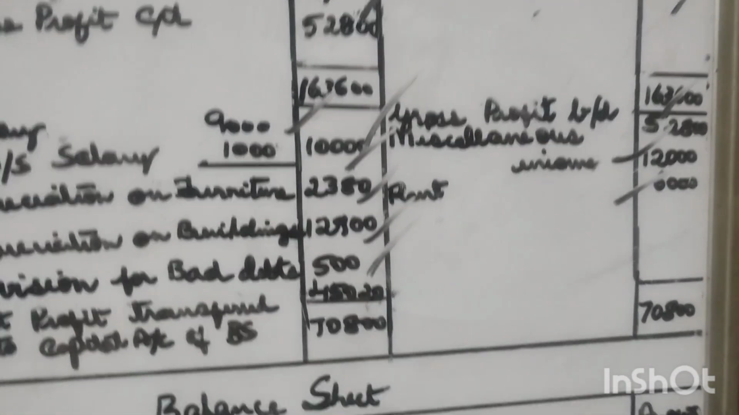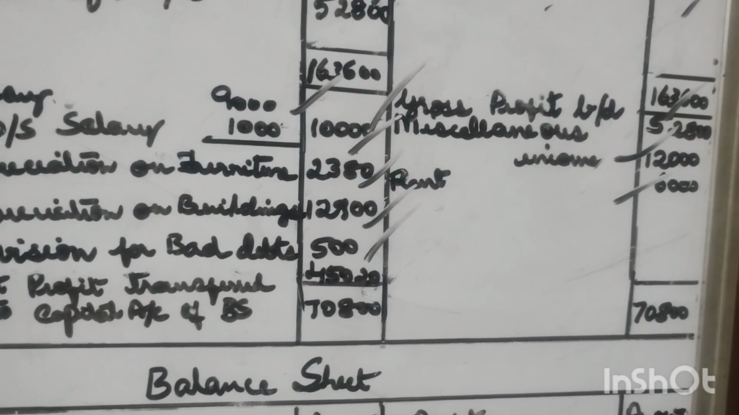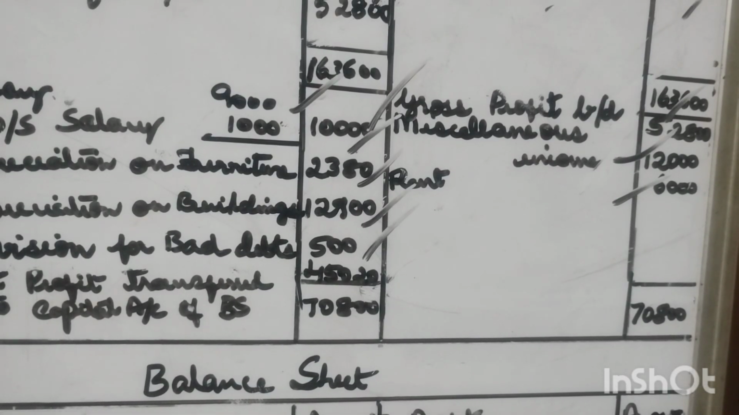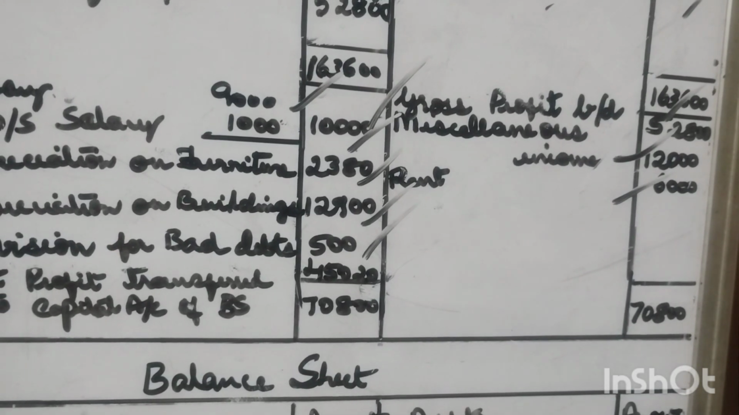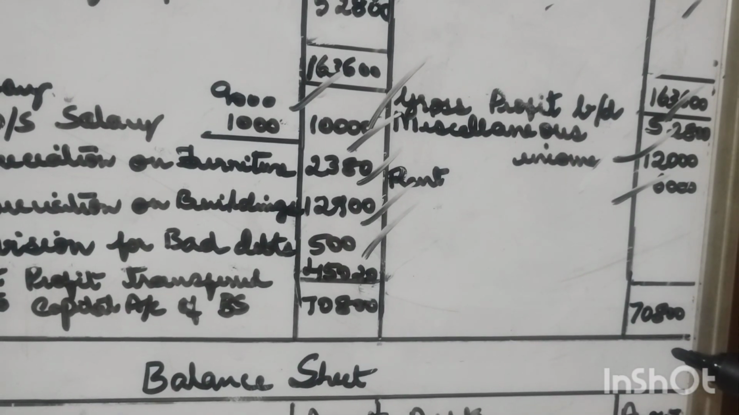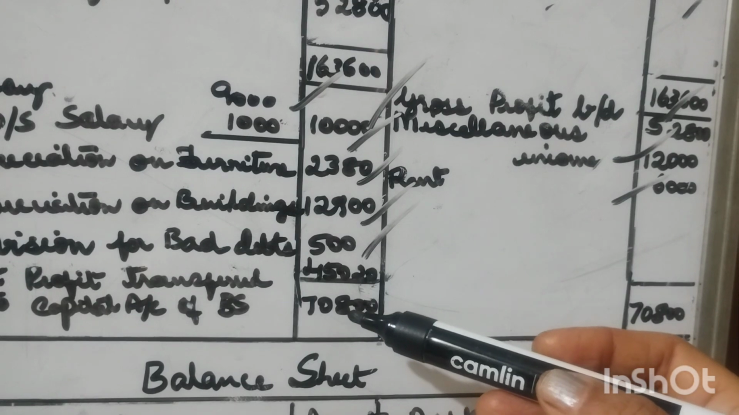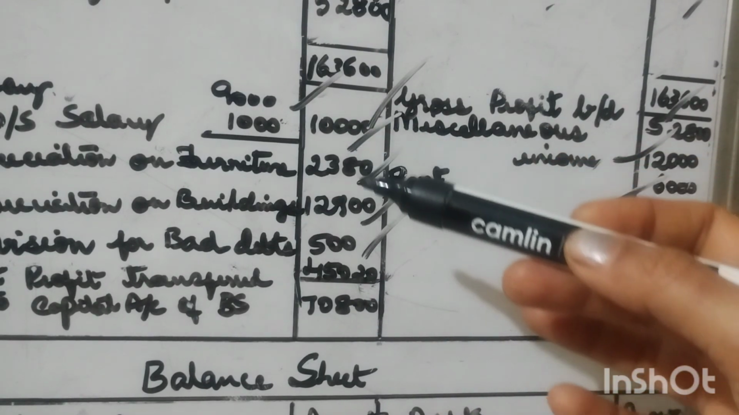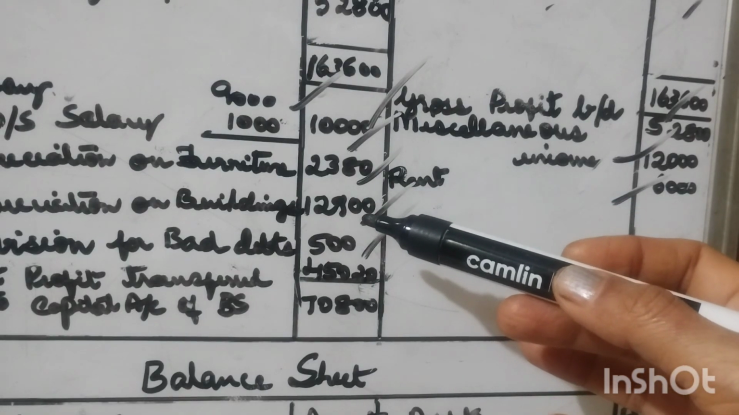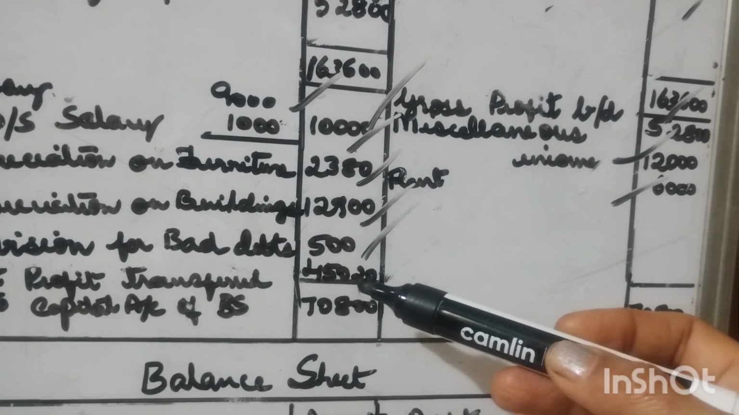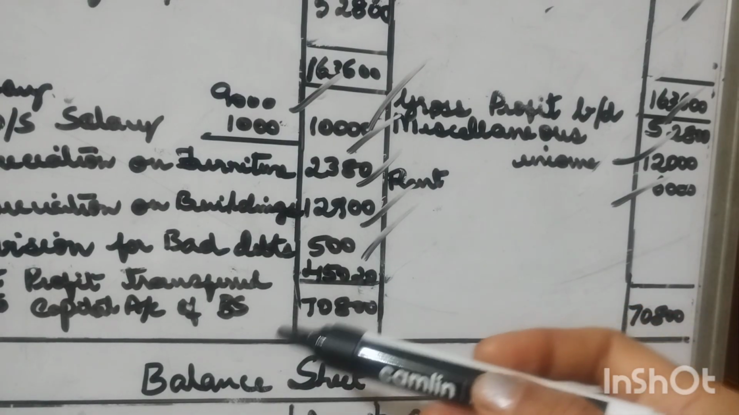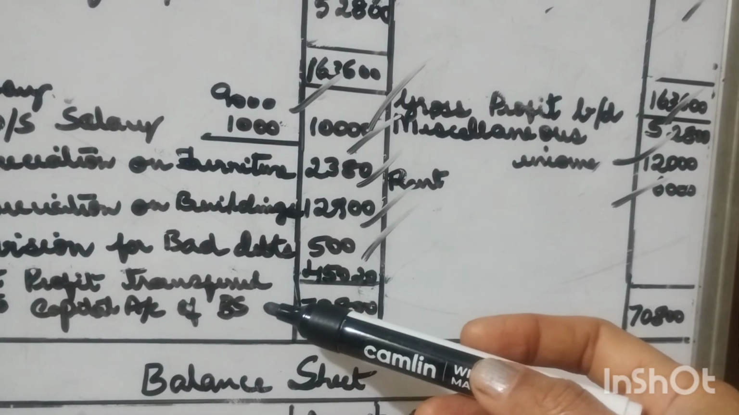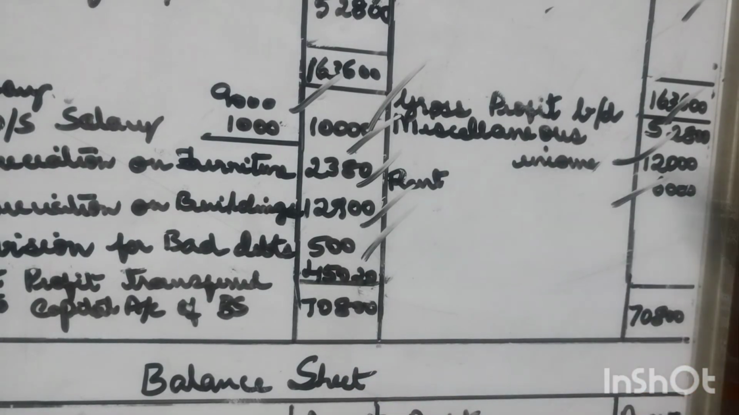Next, preparation of the profit and loss account and ascertainment of net profit or net loss. Here it is a net profit, so the credit total is more. Credit total is 70,800. Write the same total under the debit side also, 70,800. From 70,800, as we deduct 10,000, 2,380, 12,900, 500, we get a value of 45,020. That is the net profit that must be transferred to the balance sheet. It has to be added. Net profit always has to be added. Net loss must be deducted.